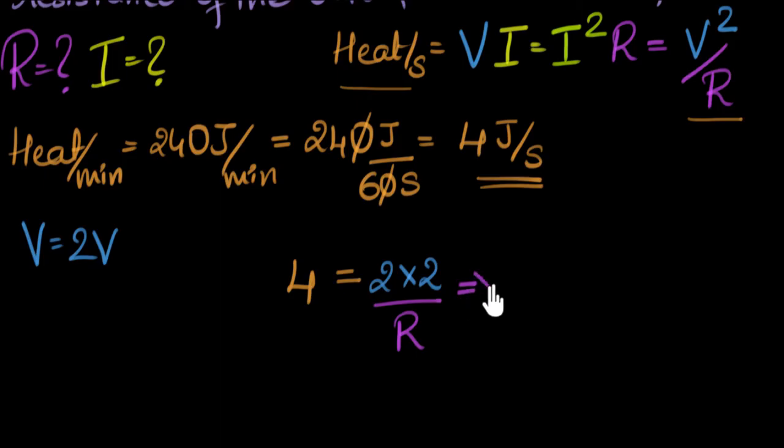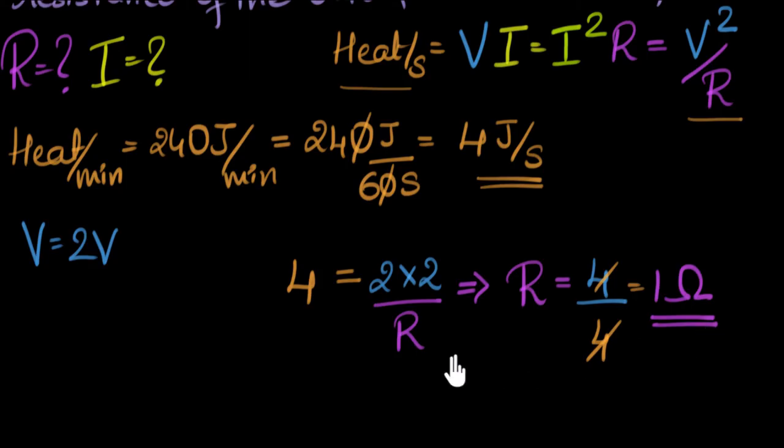And then we can just do the algebra. We can multiply both sides by R, and we'll divide by 4 on both sides. So we'll get R on the left hand side, and that'll give me 2 into 2, that's 4, divided by this 4. This cancels and it gives me 1. So I get 1 ohm. And that is the resistance. So the resistance of the bulb must be 1 ohm.